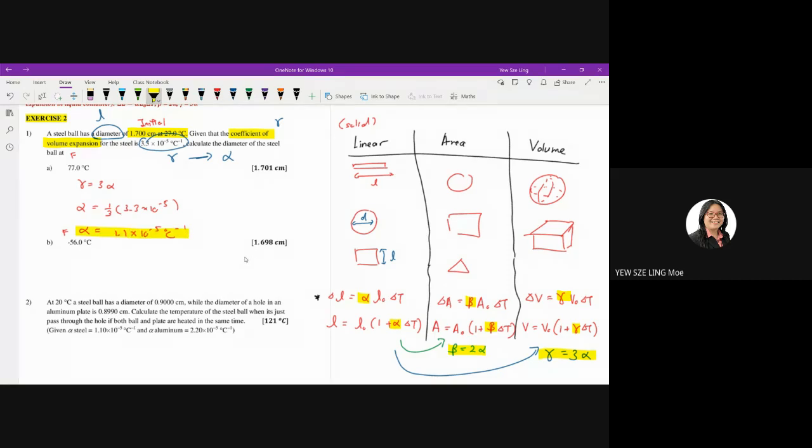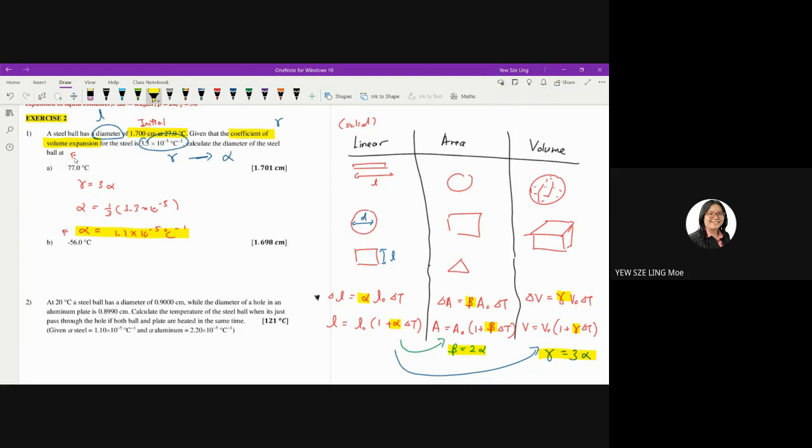So don't be fooled by the questions. Questions like to give you expansion for different cases. The question will give you a linear expansion situation, but it likes to give you the coefficient of area expansion or the coefficient of volume expansion. So from there, you need to know how to calculate the coefficient of linear expansion. You are given the diameter, and the diameter is a form of linear expansion, so make sure you use alpha.